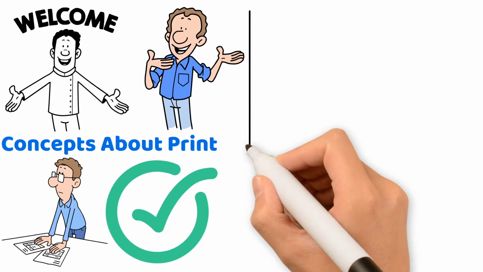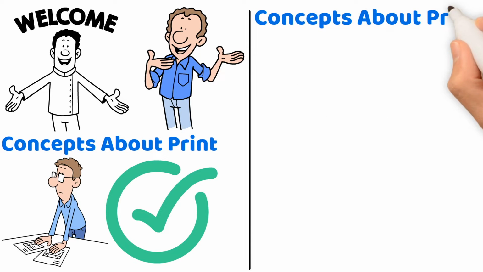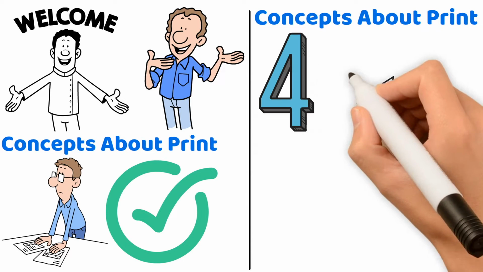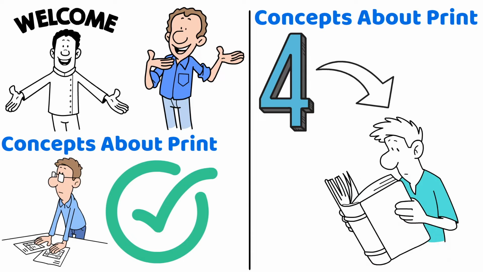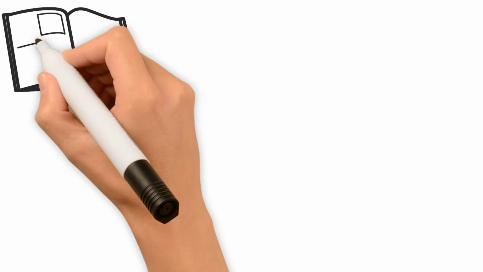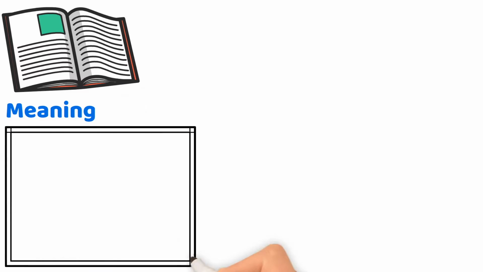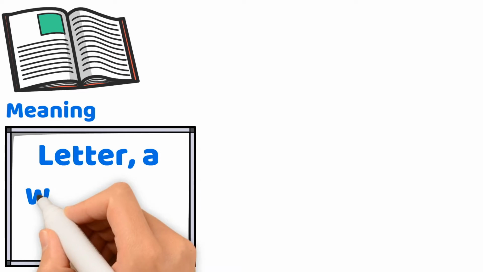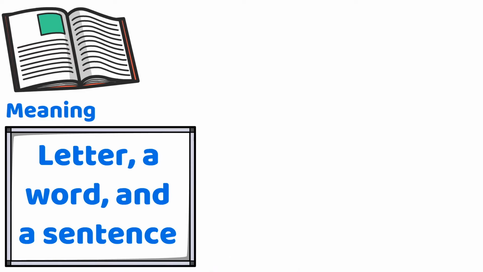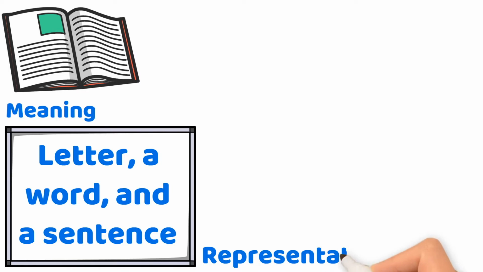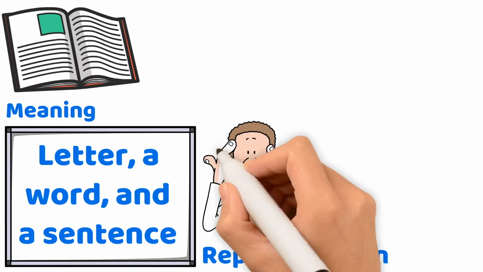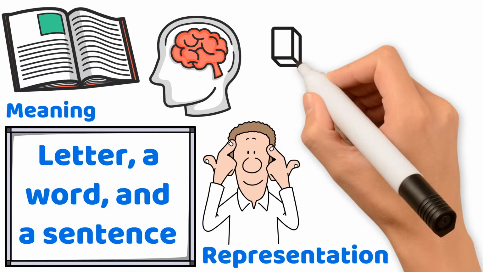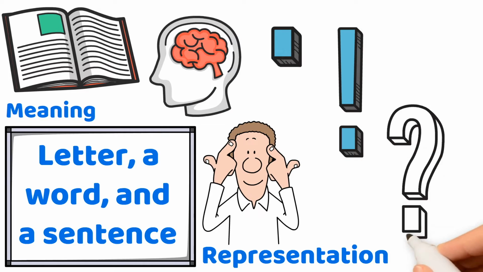Your exam will require you to know that concepts about print has 4 foundational elements that form the backbone of reading education, which include the understanding that, first, the words on a page are not just marks, they convey meaning. Second, there is a difference between a letter, a word, and a sentence. This is called representation, and it includes identifying word boundaries and understanding punctuation marks, like periods, exclamation points, and question marks.